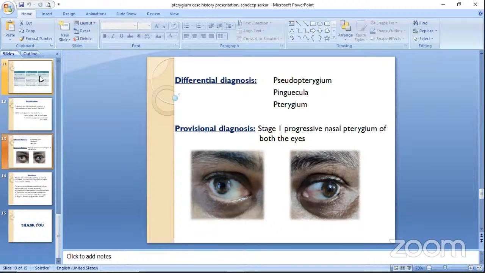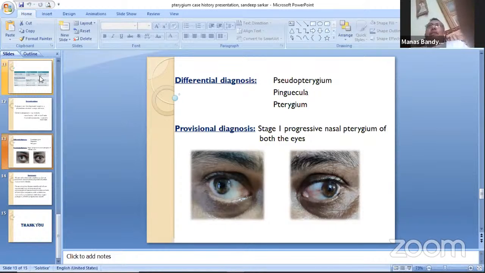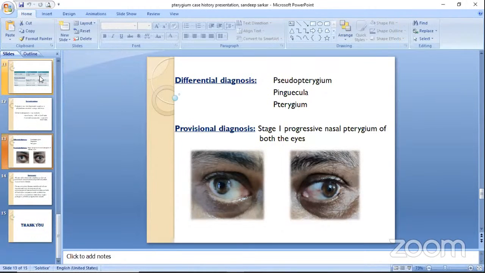As this is a progressive pterygium, we can do surgical excision. Under surgical excision, the most commonly done is... No, just a minute. I'm not asking you a theoretical question about what the options are for treatment of pterygium. I'm asking you based on this case only. This is a practical question. There can be only one option. It cannot be an answer like, we can do this, we can do that. In this case, what should you do?